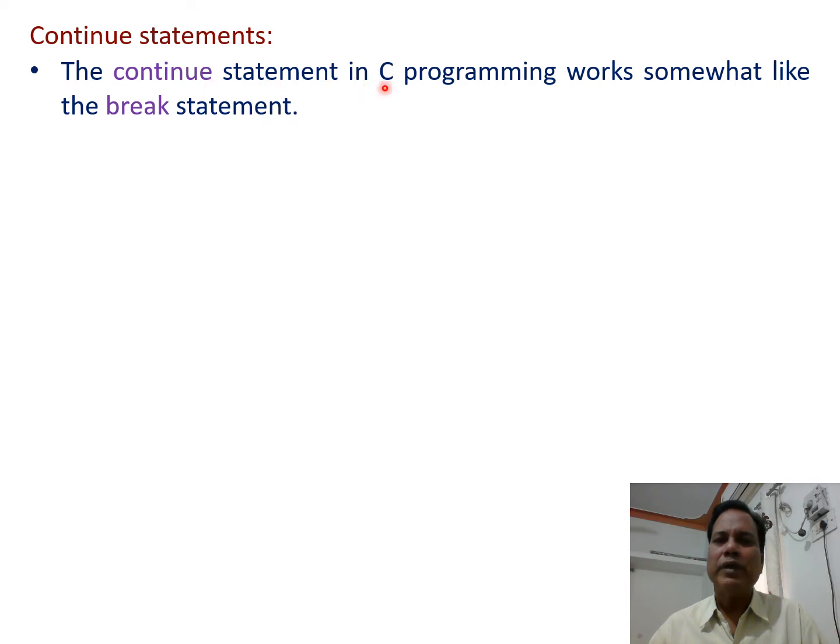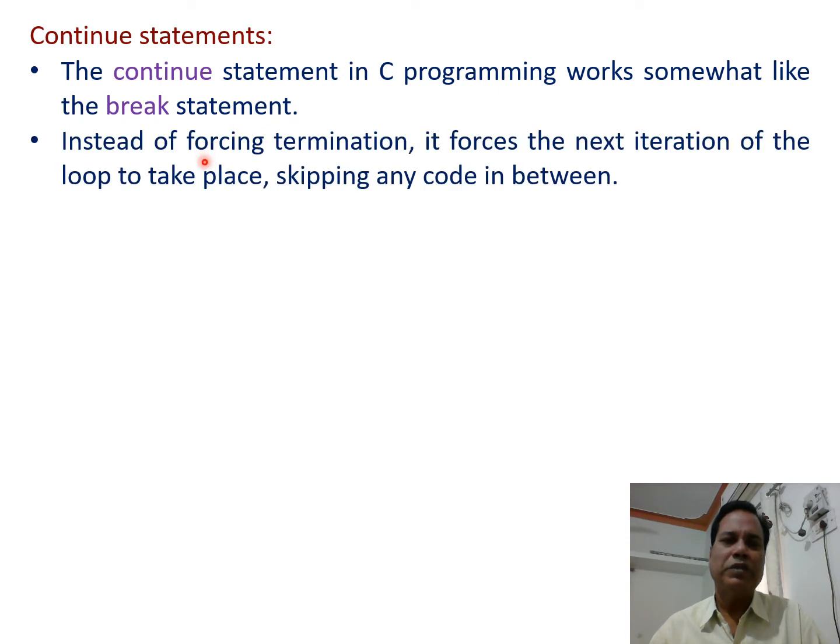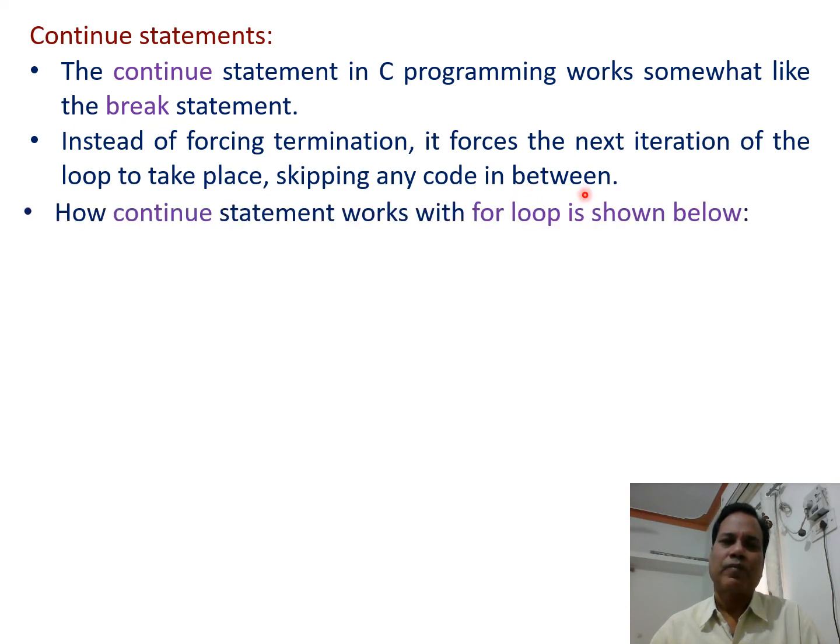Continue statement in C programming works somewhat like the break statement. Instead of forcing termination, it forces the next iteration of the loop to take place, skipping any code in between. How continue statement works with for loop is shown below.